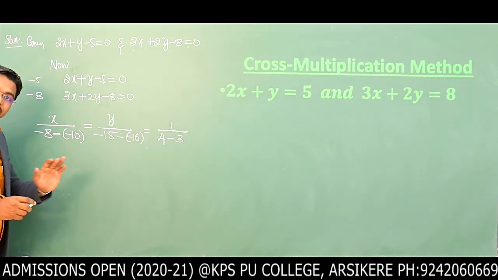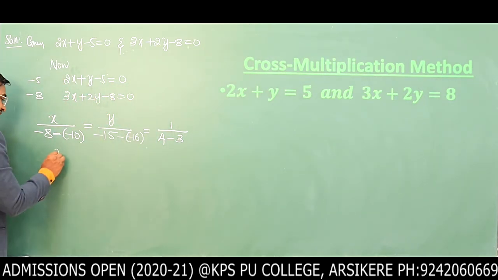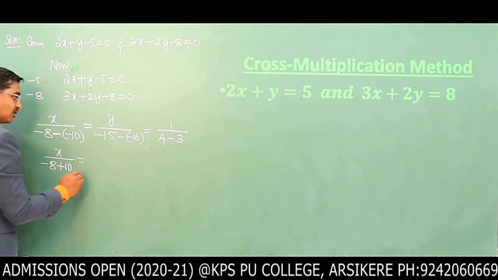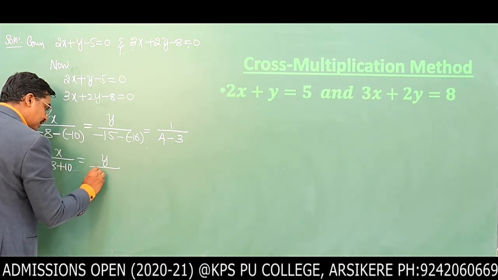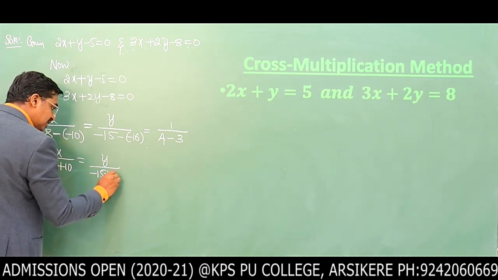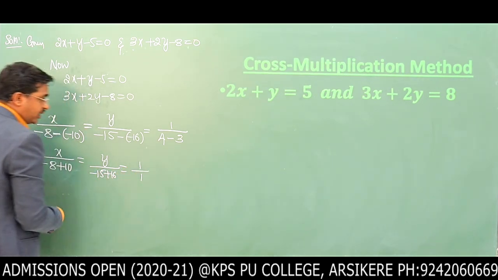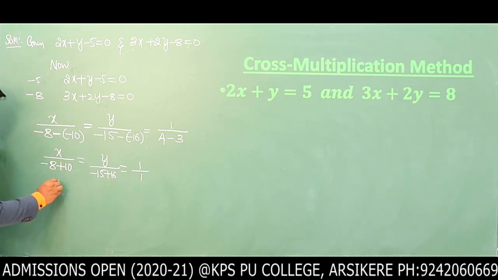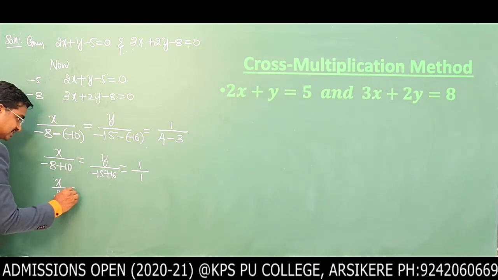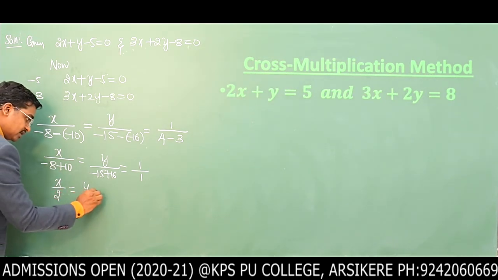This is the method. Next is very simple simplification. X divided by, what happens here, minus 8 plus 10 is equal to y divided by minus 15 plus 16 is equal to 1 divided by 1, or you can write here 1. So what happened here: x divided by 2 is equal to y divided by 1 is equal to 1.